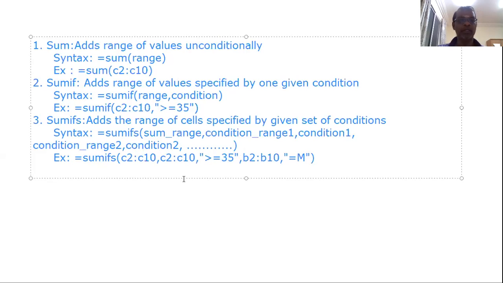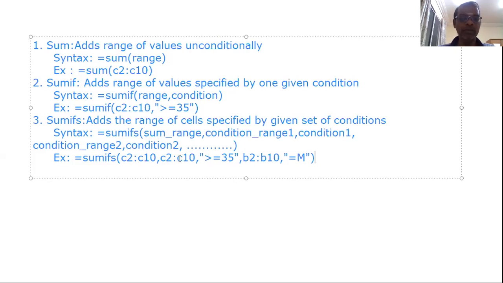Now assume C2 to C10 has the values, that is, marks. B2 to B10 contains gender status. It may be M or F. M stands for male, F stands for female. This is the range of values we would like to add, that is, marks available in C2 to C10. This is the sum range, this is condition range 1, this is condition 1, this is condition range 2, this is condition number 2.